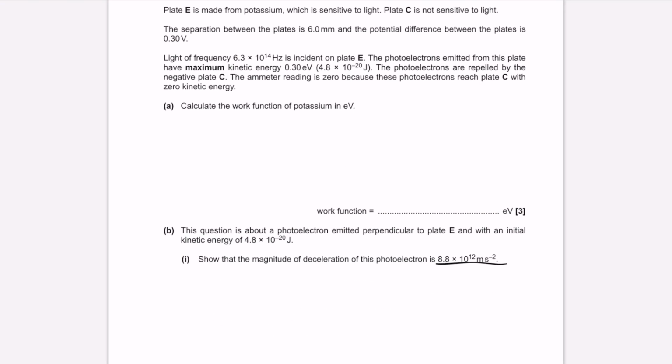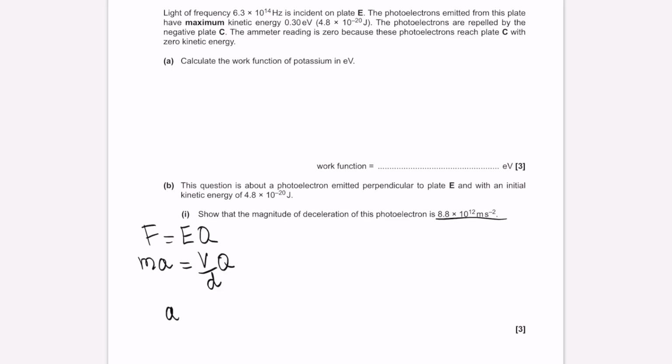So what I'm going to do is write down that F is equal to the electric field multiplied by the charge, but the net force is equal to mass times acceleration, which is equal to the electric field, which is given by V over d, multiplied by the charge. So the acceleration will just be given by VQ over dm. We're ready to plug in some values.